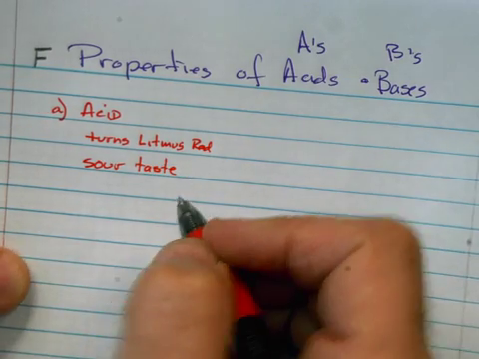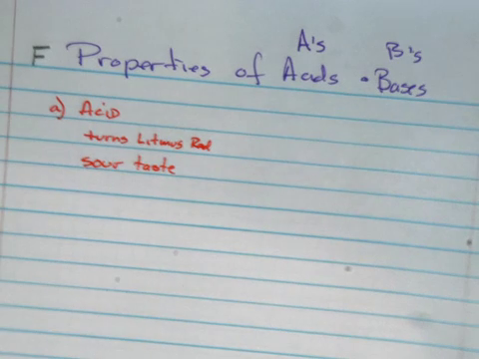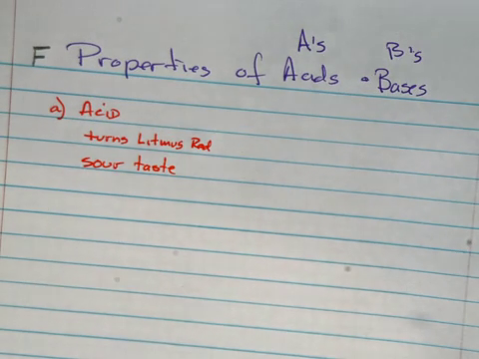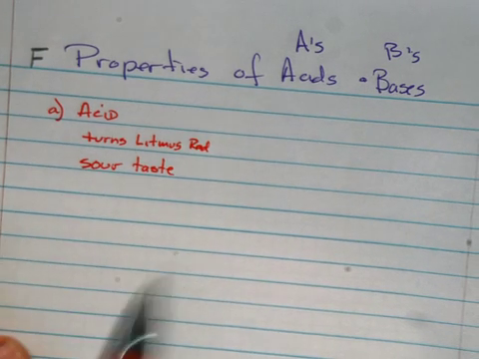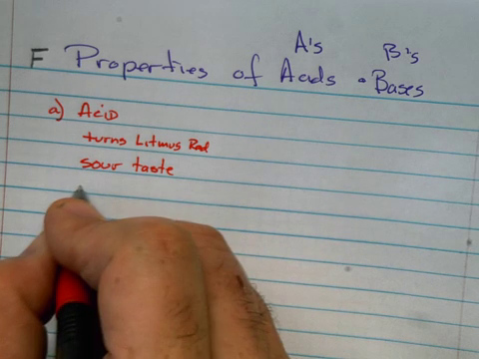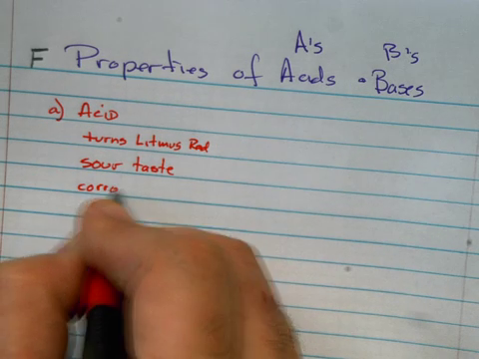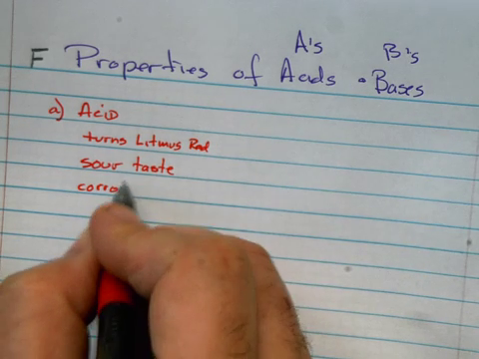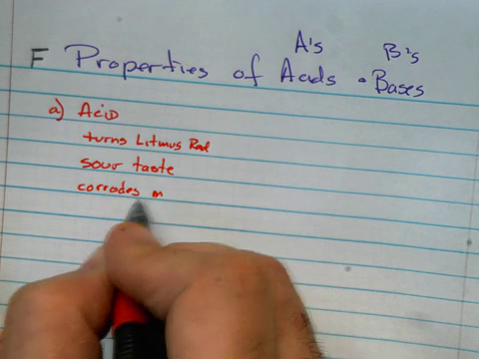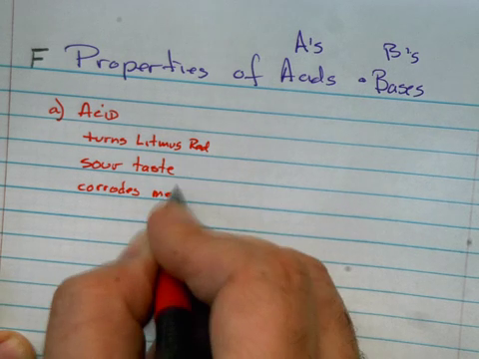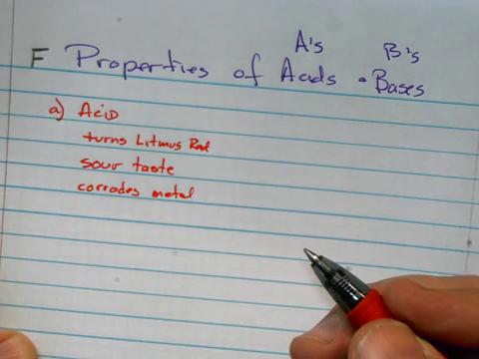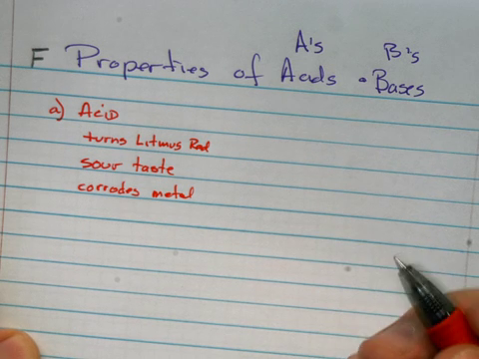Now, it's not so much you're going to go grab a solution and drink it and see if it's sour or not, but you might, if you're cooking and you taste your food and you're like, oh, it's kind of sour, it's a little bit acidic. What else? Okay, corrodes metal. C-O-R-R-O-D. Did I spell corrode right? It doesn't look right. I think, okay, corrodes metal.